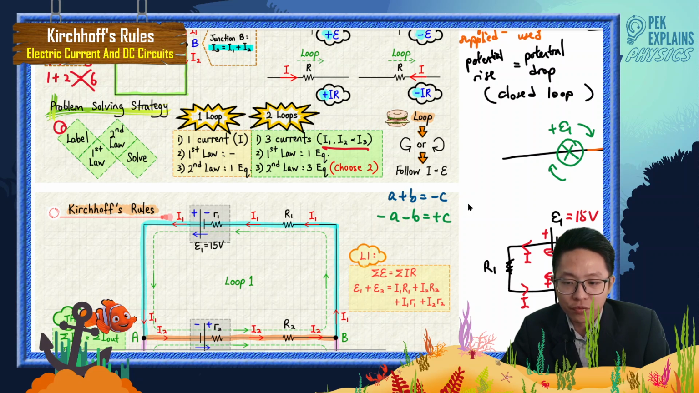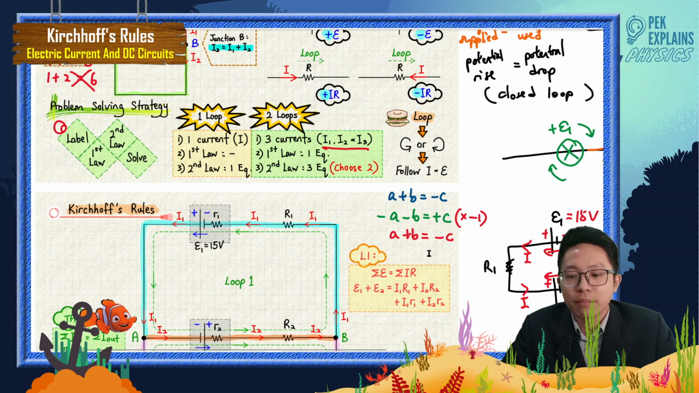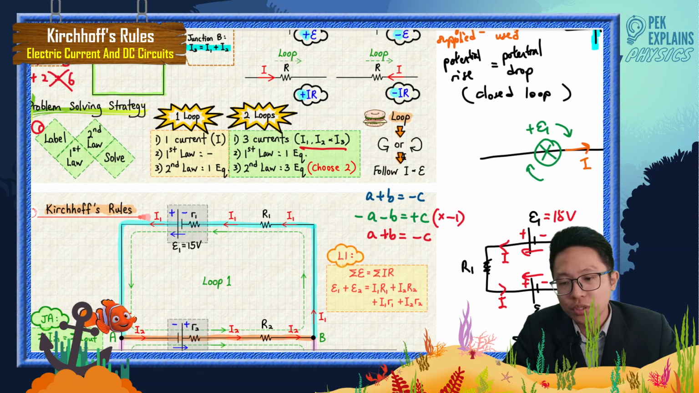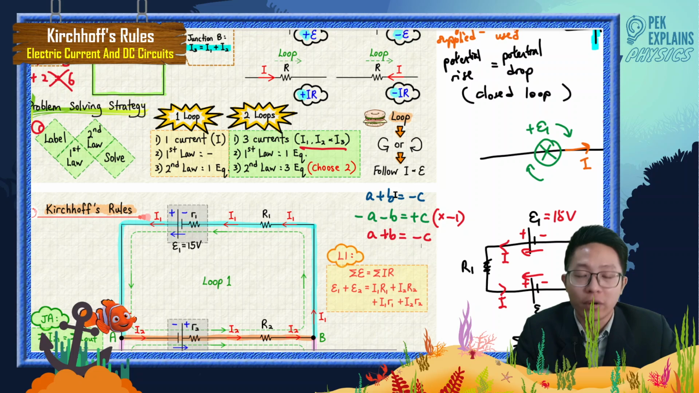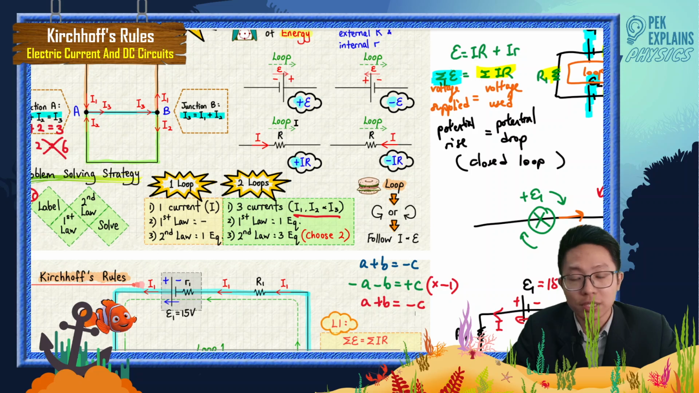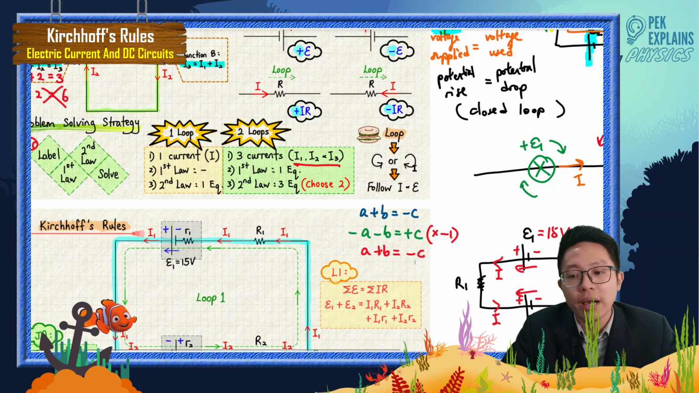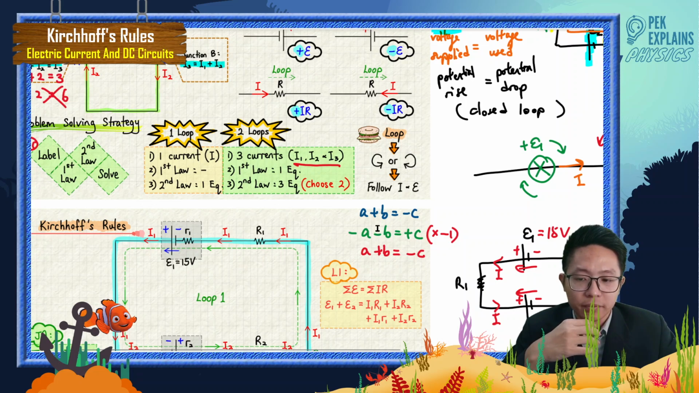You understand? Because for the second equation, if I multiply -1 on both sides, I still get back the same equation. Negative A becomes positive A, negative B becomes positive B, and positive C becomes negative C. So if you choose anti-clockwise or clockwise, you still get the correct equation, provided you apply the positive and negative correctly. So you ask me, anti-clockwise or clockwise, both are accepted. Both will get a correct equation.